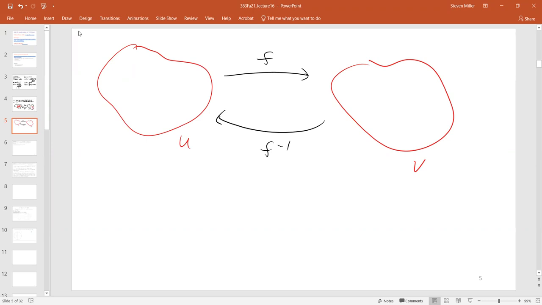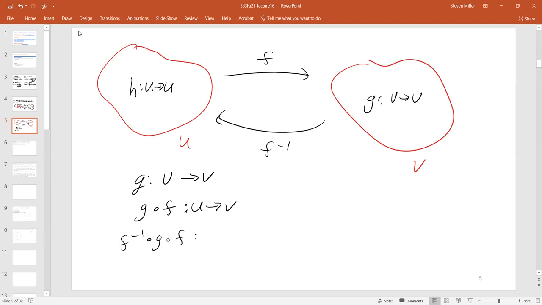And so maybe I have some function h from U to U. And then maybe I have some function g from V to V. Is there a way to relate these functions to each other? Well, if I have a function from V to V, I can associate to g a function from U to U. So g is from V to V. Let's look at g composed with f. Where does that act now? What input does that take? It's from U to V. And so if I go f inverse composed with g composed with f, that will be from U to U.